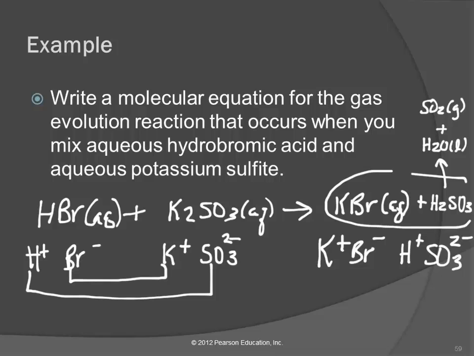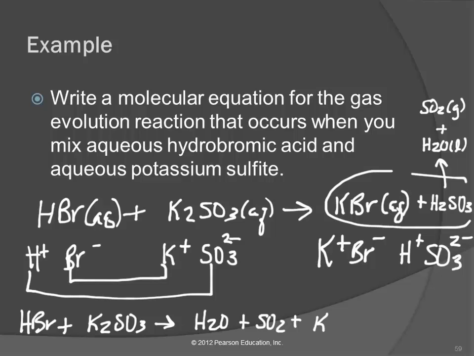Okay, so then let's write this over again. I'm going to leave the state symbols out because I'm going to run out of room, and this isn't Mastering Chemistry. So HBr plus K2SO3 is going to form water and SO2 and KBr. Those are the products. Now, do you have to write that intermediate step in there? Not if you can do it in your head. You don't have to write it in there. But I'm thinking most of you will want to.